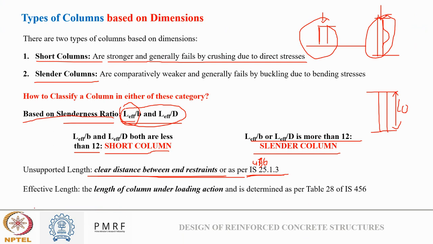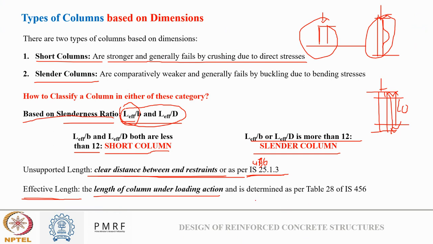Okay, so what do we mean by effective length? It is the length of the column that is under loading action. It is not generally always true that the whole length of the column is under some action due to load. There can be cases where only this part of the length of the column is in danger due to load, and this part of the column won't be of much concern to us. So in those cases, it is important to define the effective length of the column also.